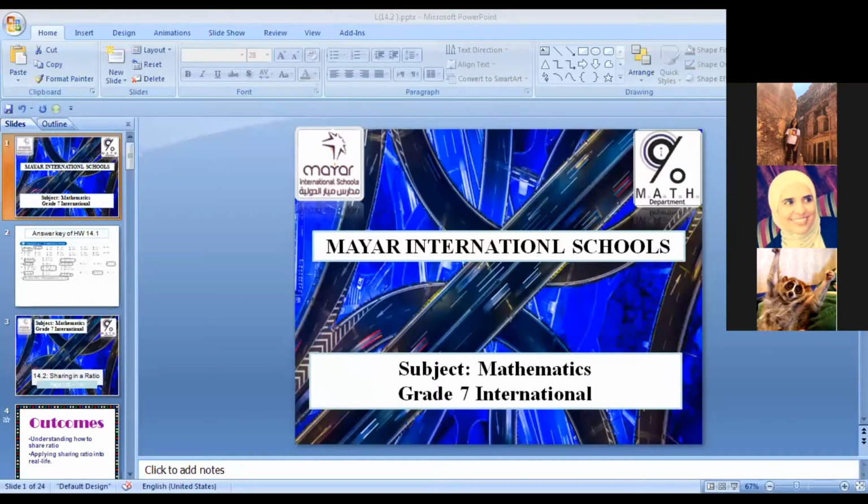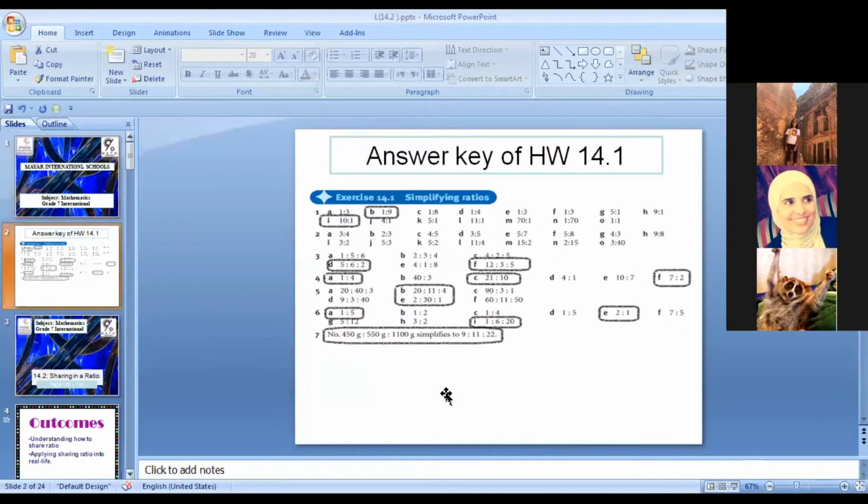So girls, this is the answer key of all your homework. Of course, I attached the answer key of the questions only that you did, and all the other questions you can do as you want. Some students already did some extra parts, so you can make sure of your answers.